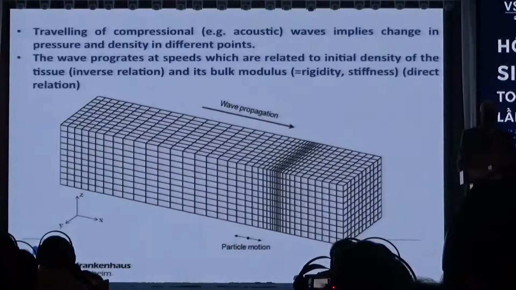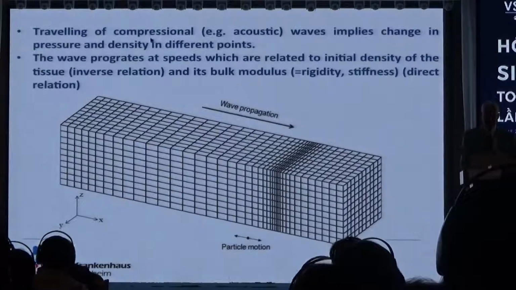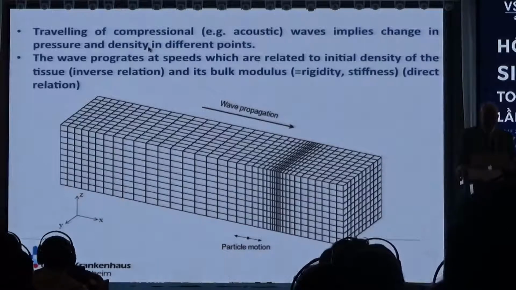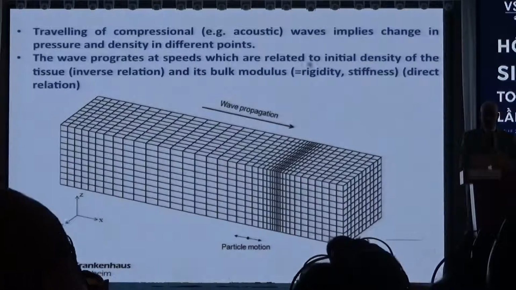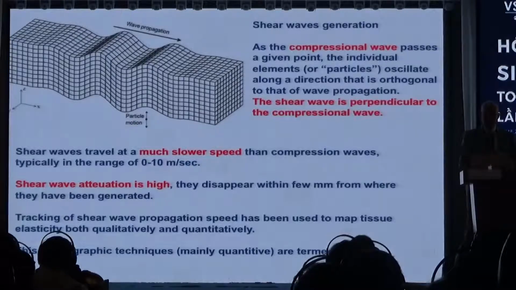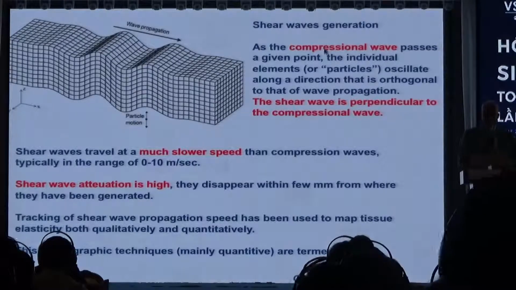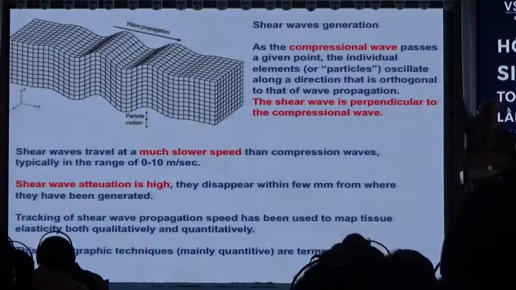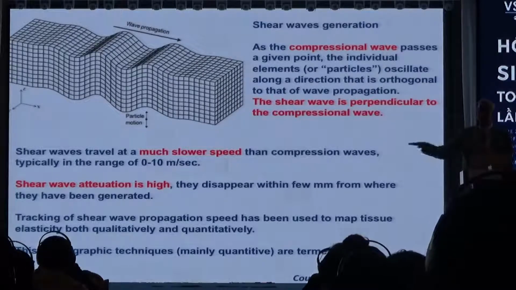Now about shear wave elastography. It's a traveling of compressional waves. We know that traveling of compressional waves implies change in pressure and density at different points. And the shear wave progresses at speeds which are related to the density of the tissue. The denser the tissue, the higher the speed. They may originate as compressional waves, but the shear wave is perpendicular.